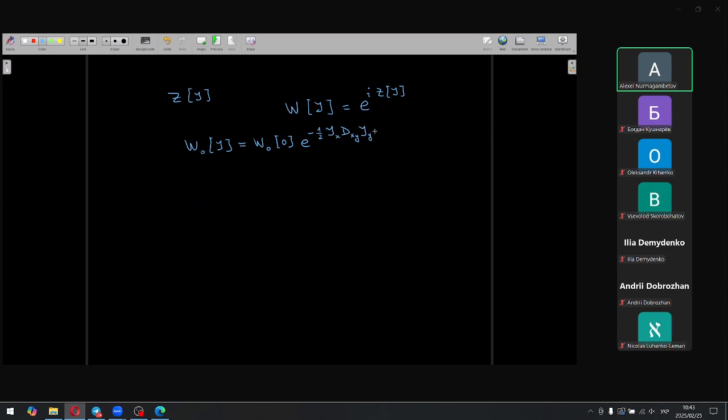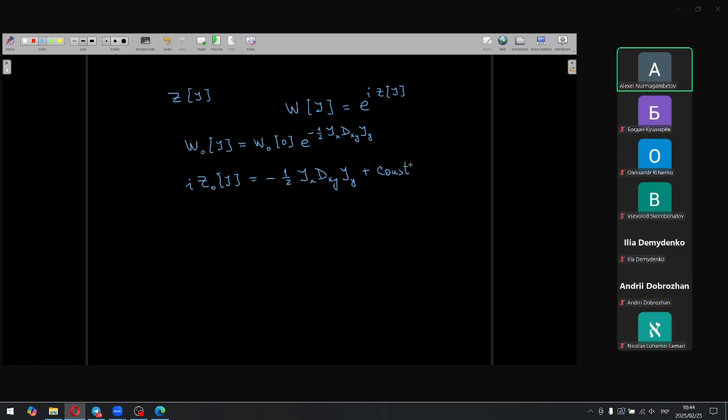It's clear that functional Z0 depending on J, multiplied by the imaginary unit I, is equal to -1/2 of Jx Dxy Jy plus a constant, related to having this contribution of W with zero source as this constant.